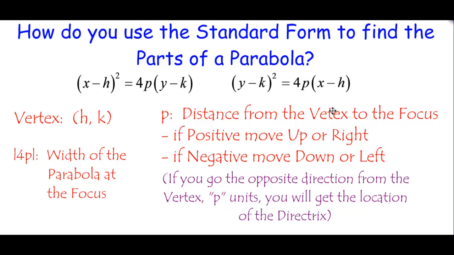Now, because the vertex is smack dab in the middle of the focus and directrix, if I know the p tells me how to get to the focus, if I go the opposite direction from the vertex, say again p units, I'm going to get the location of the directrix. And then we're going to go through 4 examples to kind of help us go through this.